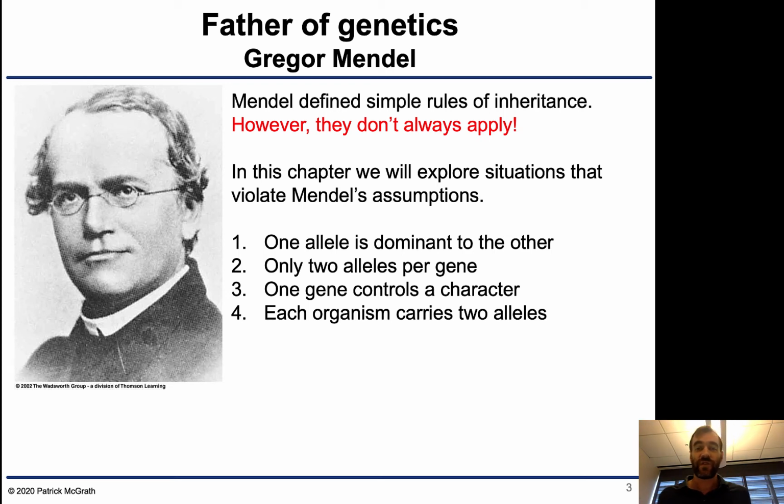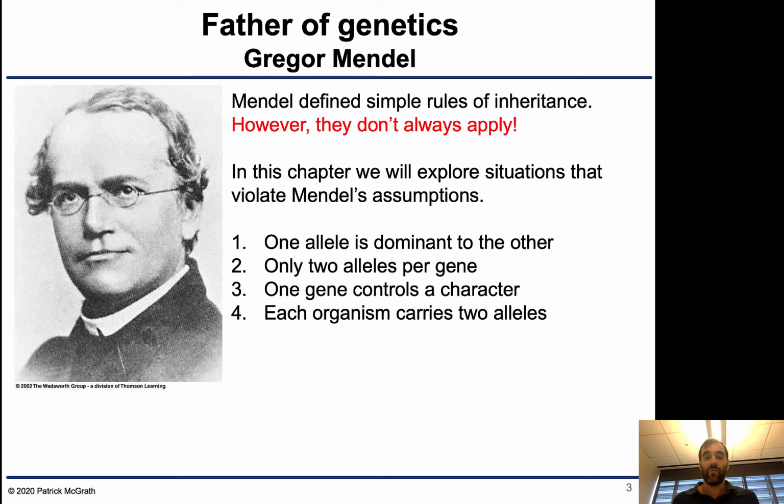Specifically, one allele is dominant to the other. So the heterozygote, in the case of the pea plants, always looked the same and had the same trait as the homozygote dominant. We're also going to look at situations where there's more than two alleles per gene. How do you handle those situations?